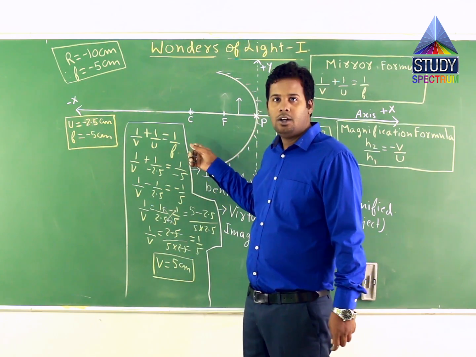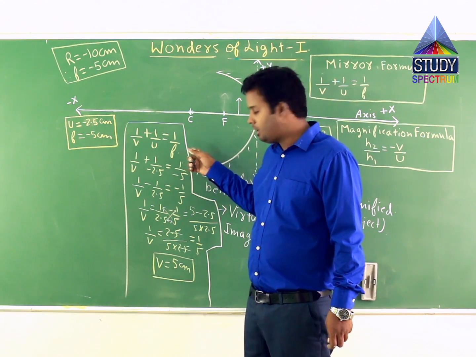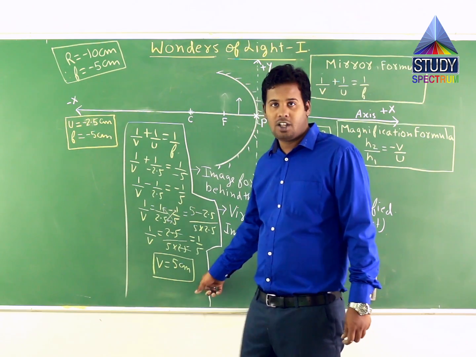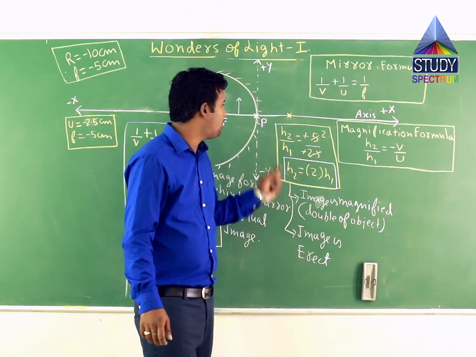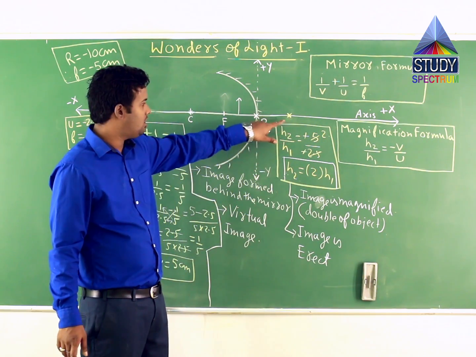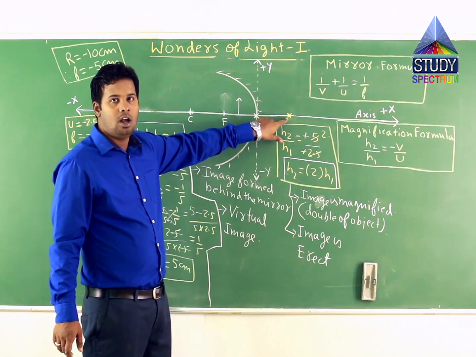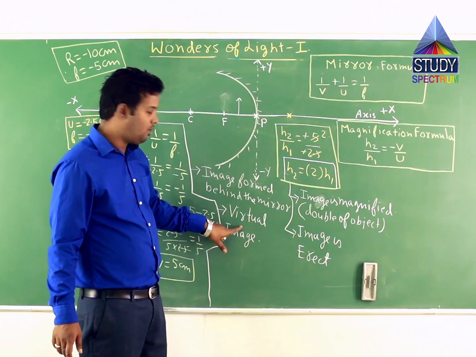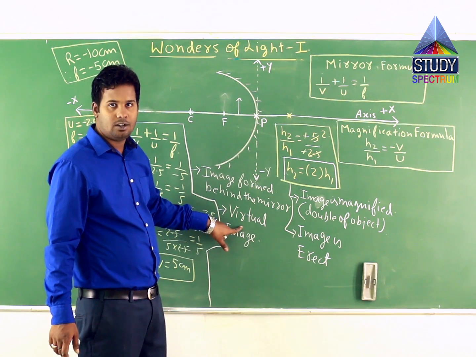And I have substituted them in the mirror formula and calculated the value of v, which comes out to be plus 5 centimeter, which means the image is being formed behind the mirror. This yellow cross you can see, and since it is being formed behind the mirror, the image should be virtual. I have written over here: virtual image.